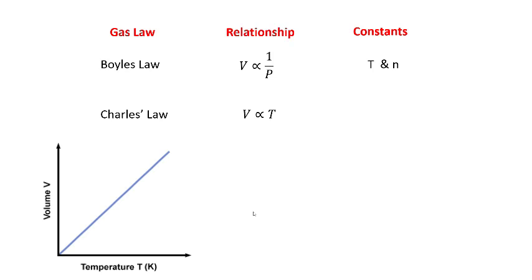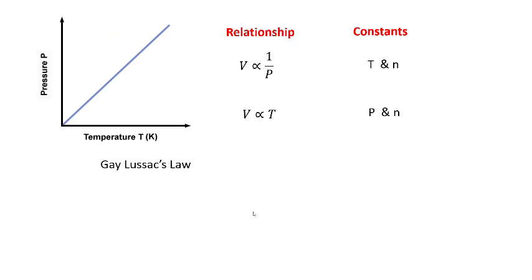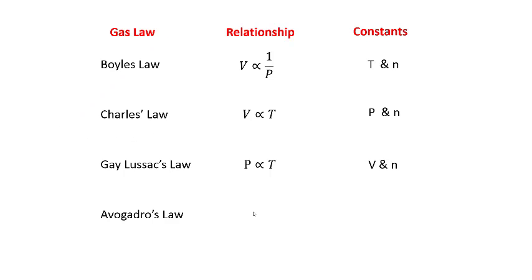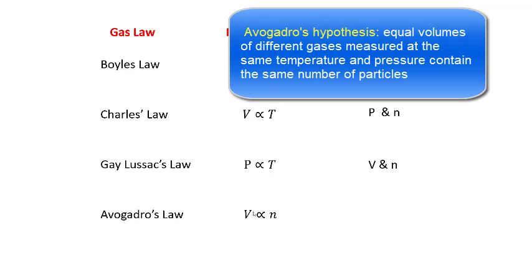Charles' law shows the relationship of volume being proportional to absolute temperature, when pressure and number of moles are kept constant. Gay-Lussac's law shows that pressure is proportional to absolute temperature when volume and number of moles is kept constant. And fourthly, Avogadro's law, which shows that volume is proportional to the number of moles when pressure and temperature are kept constant.